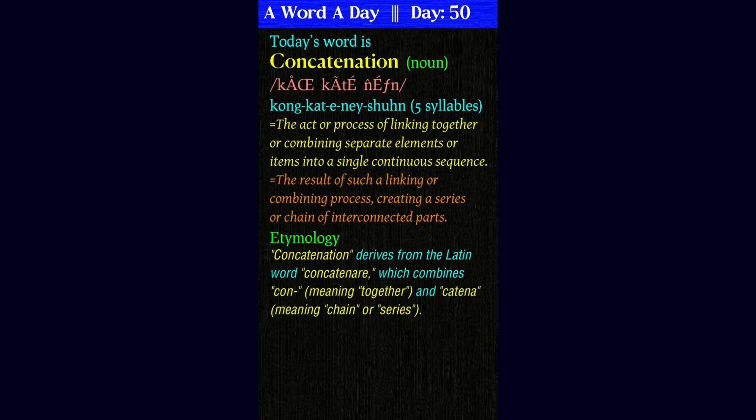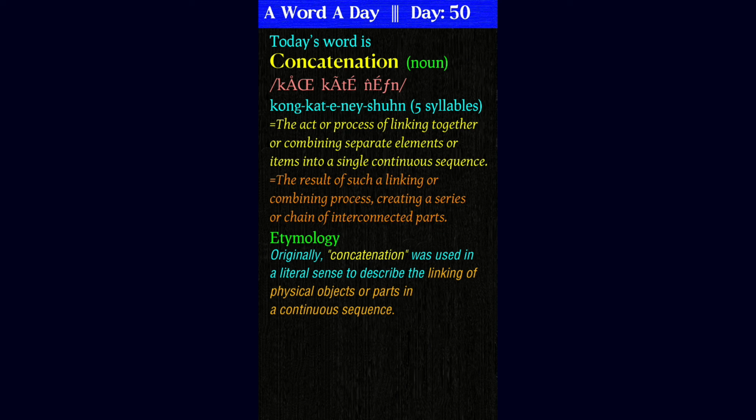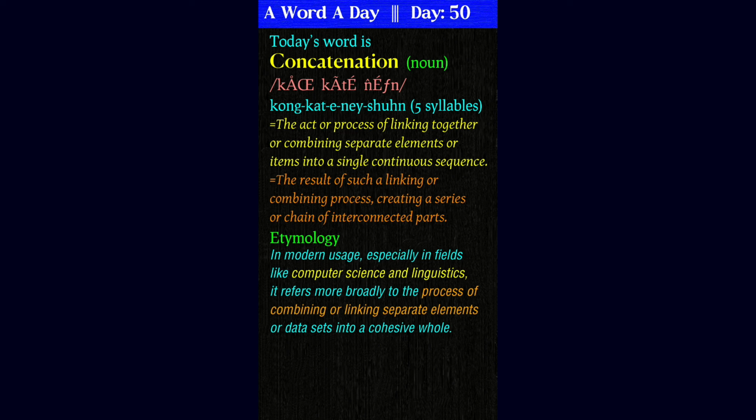Etymology. Concatenation derived from the Latin word concatenare, which combines con, meaning together, and catena, meaning chain or series. The term entered the English language in the 17th century, reflecting its roots in the idea of linking or chaining elements together. Originally, concatenation was used in a literal sense to describe the linking of physical objects or parts in a continuous sequence. In modern usage, especially in fields like computer science and linguistics, it refers more broadly to the process of combining or linking separate elements or datasets into a cohesive whole.